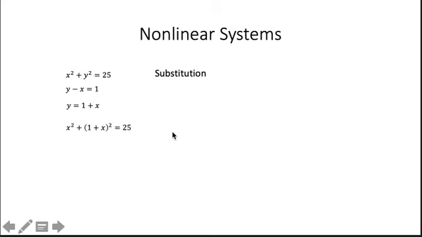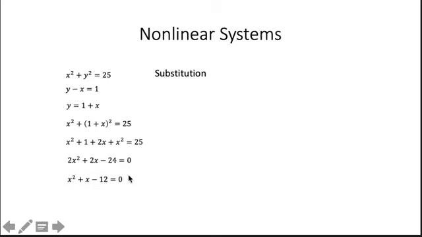So I have x squared plus (1 plus x) squared is equal to 25. When you square this, don't forget there's a middle term. So I get x squared plus 1 plus 2x plus x squared equals 25. And then I'm going to set this equal to 0 and combine like terms. So I have 2x squared plus 2x minus 24 equals 0. I'll divide out a 2 and then factor. And so I get (x plus 4) times (x minus 3).